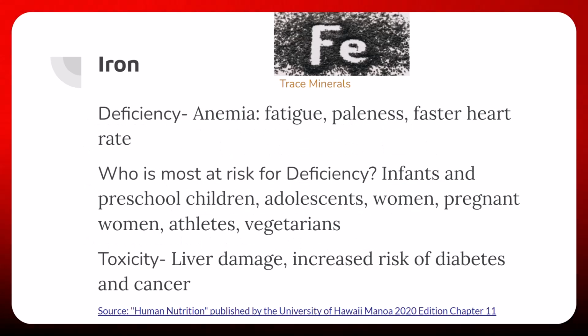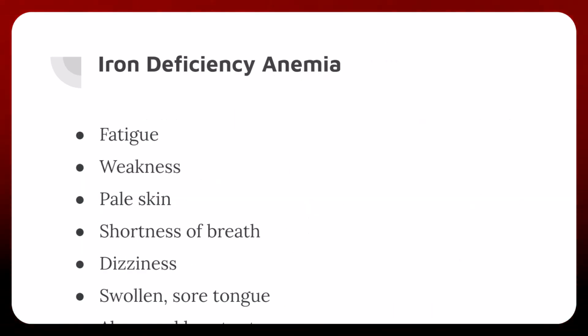If you have an iron deficiency, you'll develop anemia, and that looks like fatigue, paleness, faster heartbeat. And who's at most risk for developing this kind of deficiency? Infants and preschool children, adolescents, women, pregnant women, athletes, and vegetarians. A toxicity could cause liver damage, increased risk of diabetes, and cancer.